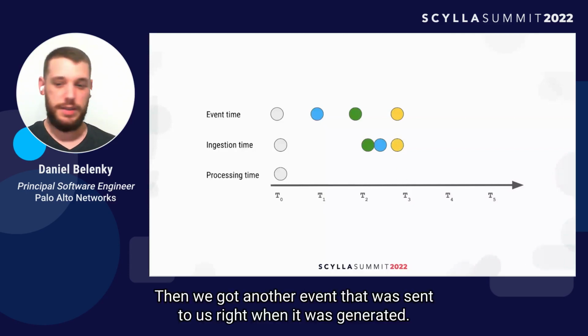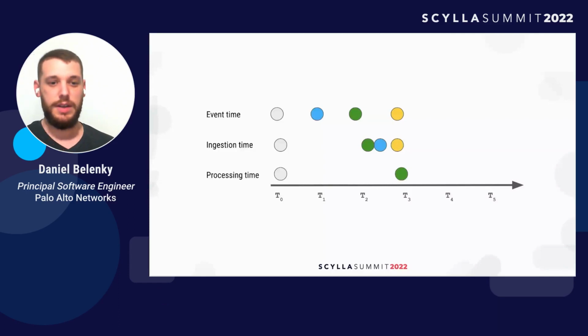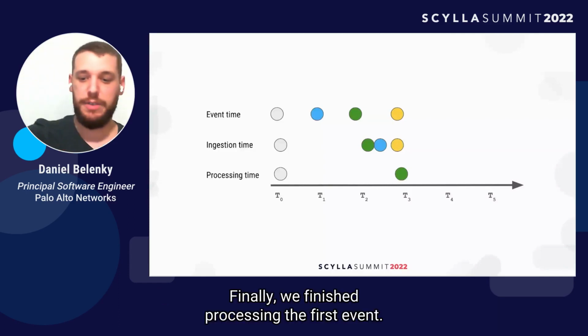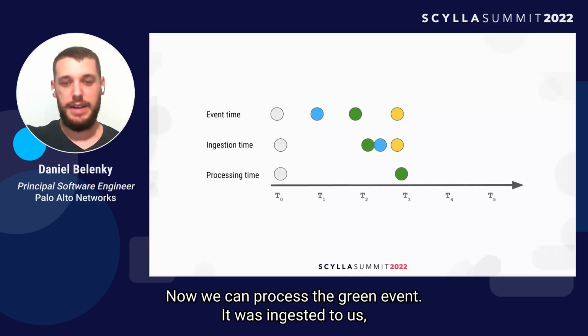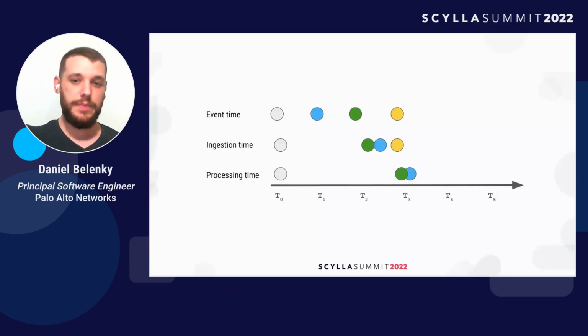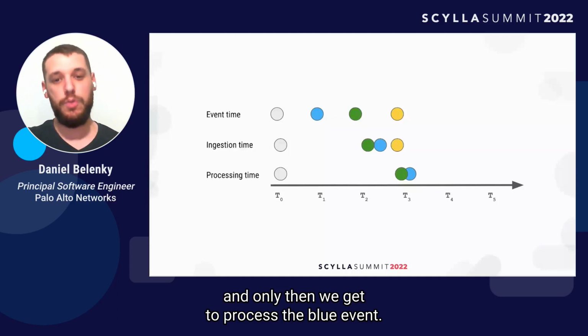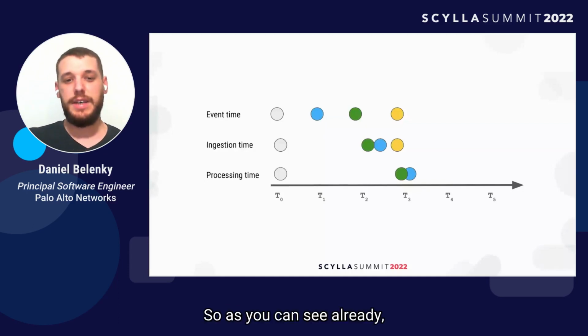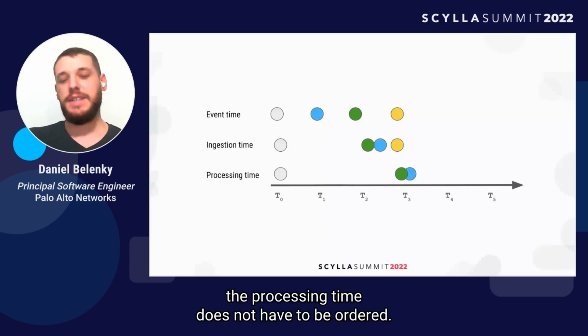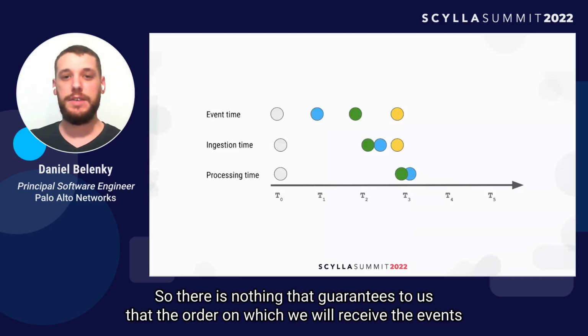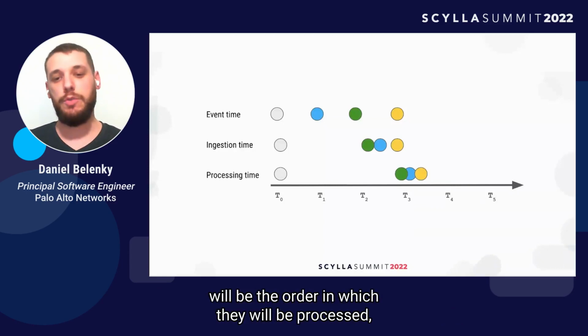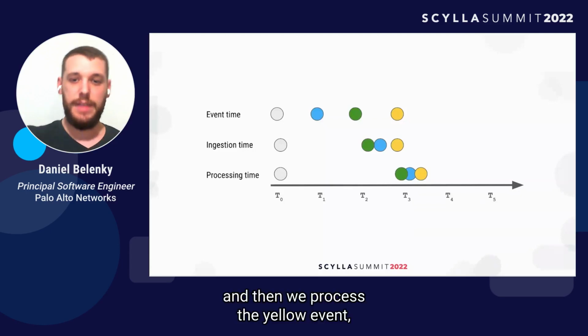Then we got another event that was sent to us right when it was generated. Finally, we finished processing the first event. Now we can process the green event that was ingested to us. And only then do we get to process the blue event. As you can see already, the processing time does not have to be ordered. There is nothing that guarantees that the order in which we receive the events will be the order in which they will be processed. And then we process the yellow event.